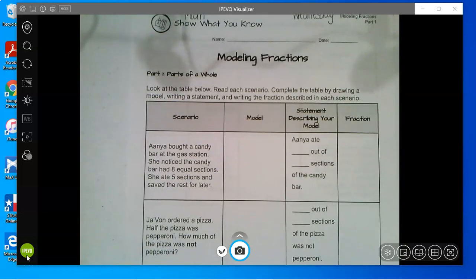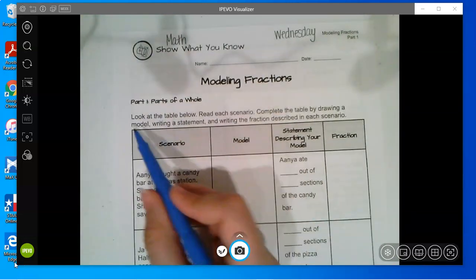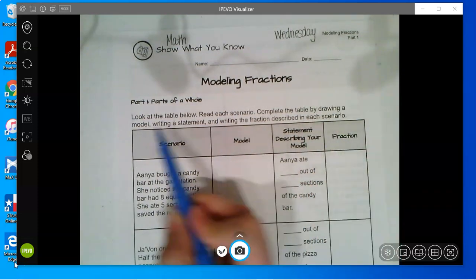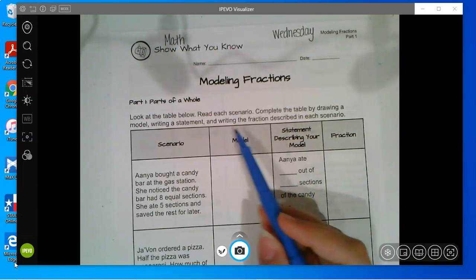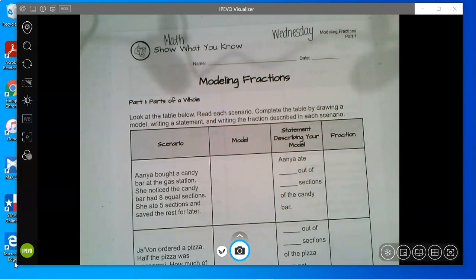Okay, so what you're going to be doing today, hold on, guys. Okay, so this is a handout that you're going to be doing today. I'm going to do one of them with you so you understand what you're going to be doing. So it says, look at the table below, read each scenario, complete the table by drawing a model. So where it says model, that's where you're going to draw. Write a statement. So all you have to do is fill in the blanks and write the fraction described in each scenario. Okay, so let's do one of them.